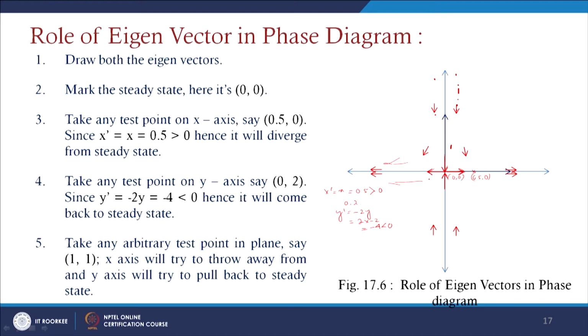So if you consider any arbitrary point, suppose 1 1 here, x will try to throw it away, while y will try to put it back to the steady state. That is why it is coming in this fashion. This means that it is forced towards the origin along the y axis, and it moves away along the x axis.